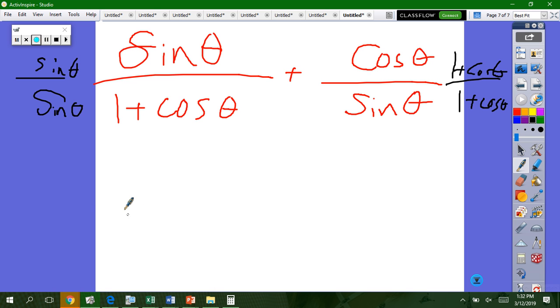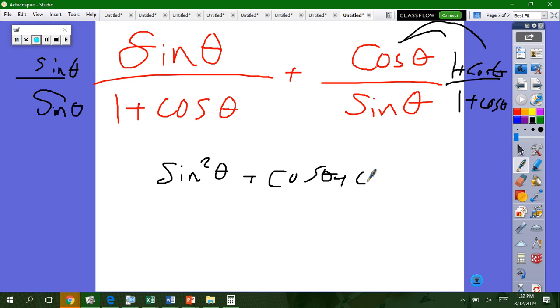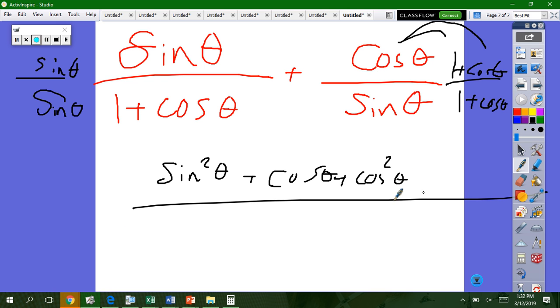Okay. So I multiply the top, so I get sine squared. Notice I will have a common denominator. I'll put that down in a moment. Plus, I'm going to distribute this cosine in. So I would get cosine theta plus cosine squared theta, all over sine theta times 1 plus cosine theta.